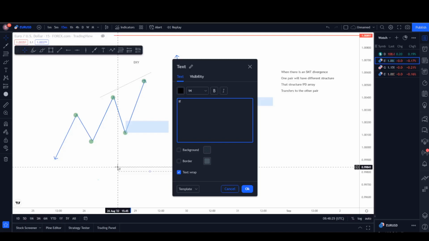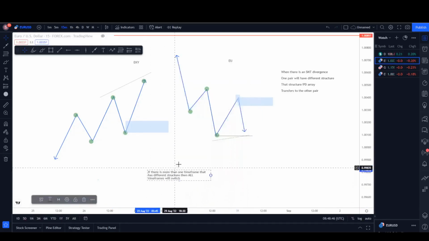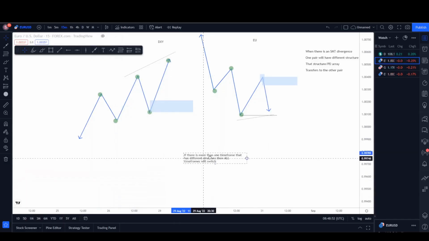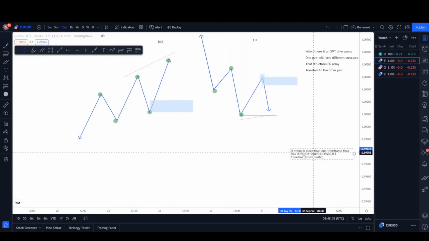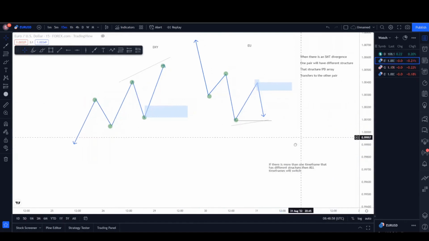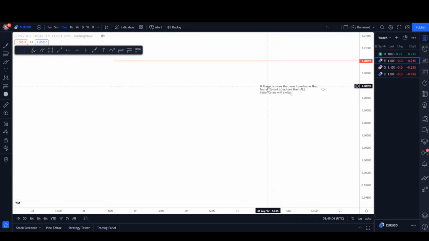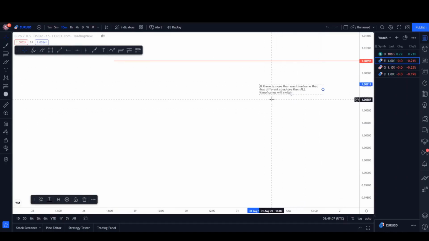If there is more than one time frame that has different structure, then all time frames will switch. Okay, please don't quote me on this. This is just a new thing that I've observed this week, and I'm still making rules on this, but it's pretty legit and it's worked perfectly this week, and I'm going to explain it now. So I'm going to get rid of this because you can just screenshot that or whatever. If there is more than one time frame that has different structure, then all time frames switch.